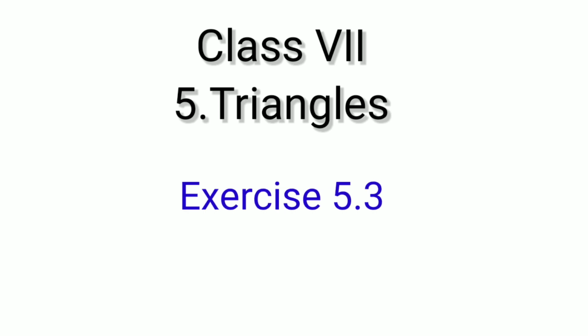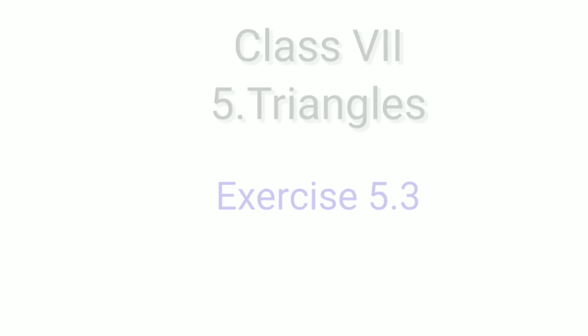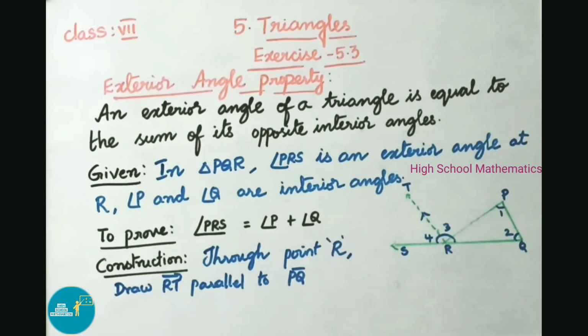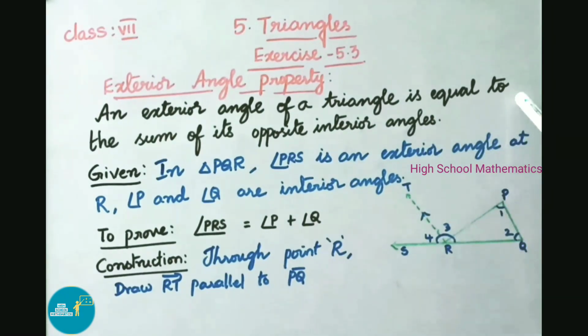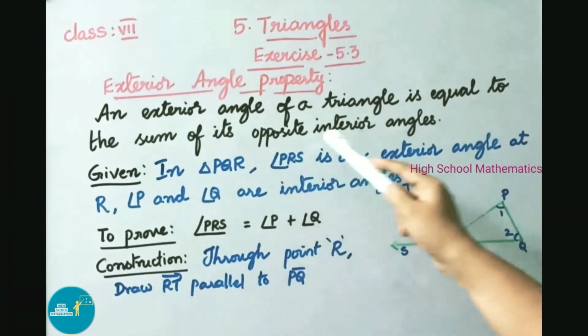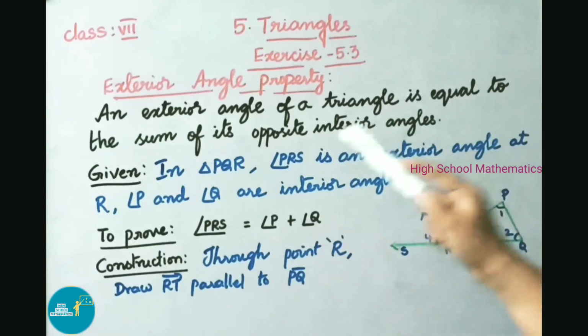Today we are going to learn class 7 chapter 5 triangles exercise 5.3. Before going to the exercise, let us see first the exterior angle property. See the statement: an exterior angle of a triangle is equal to the sum of its opposite interior angles.